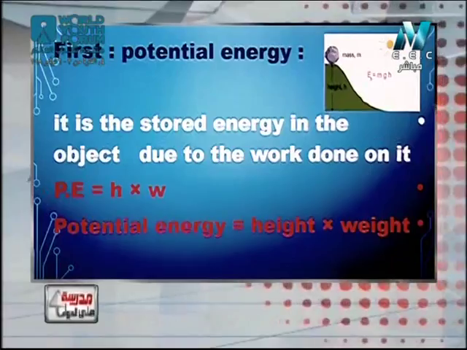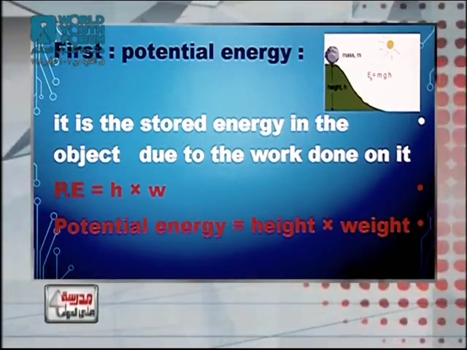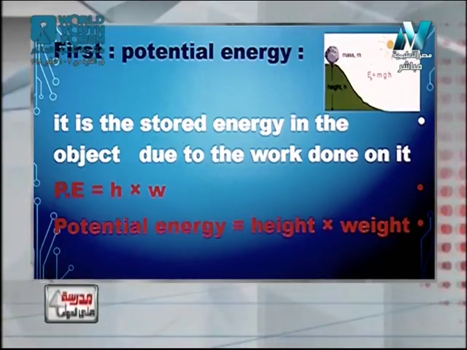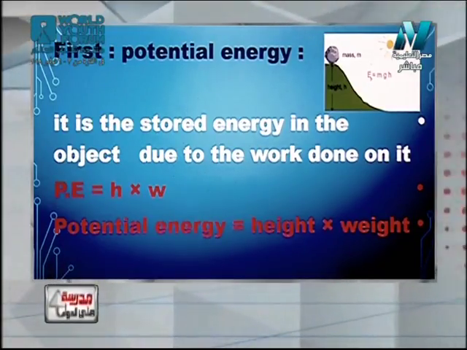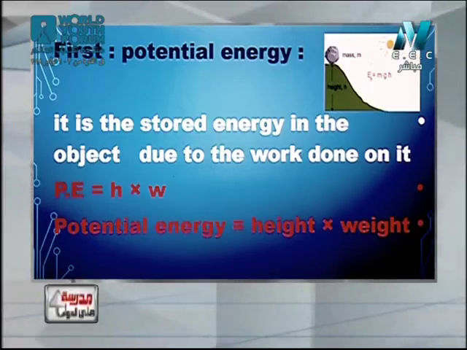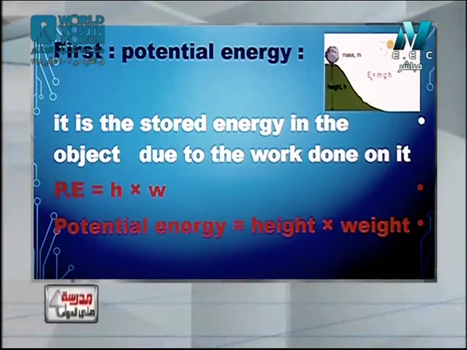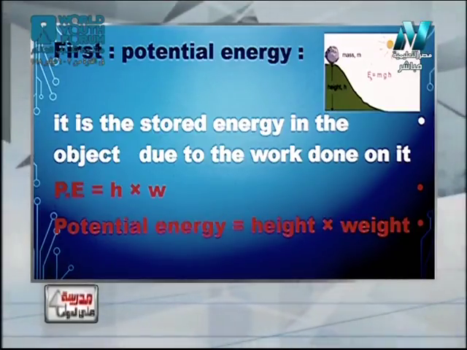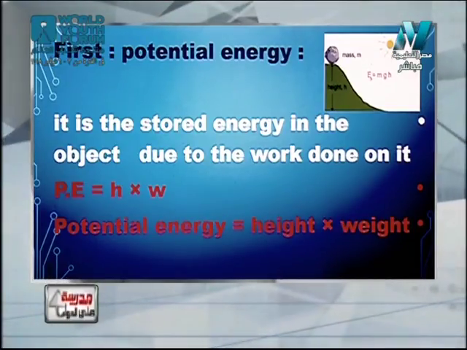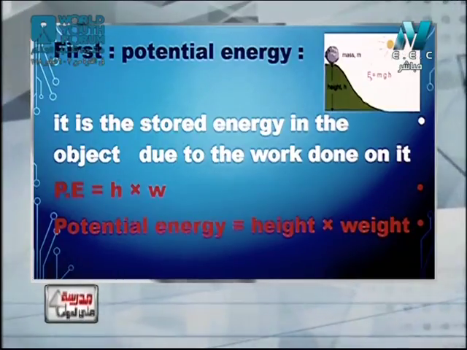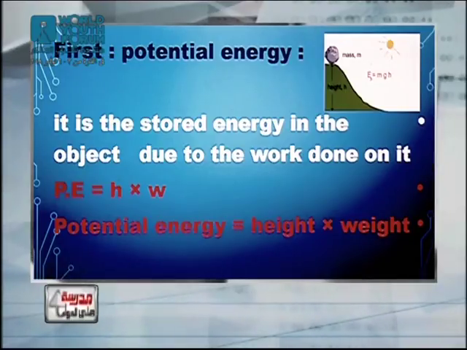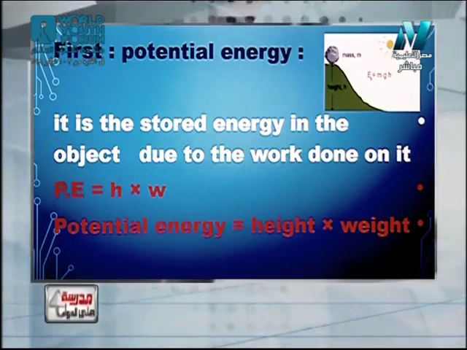So potential energy equals, as you see, height times weight. H is the symbol of height, W is the symbol of weight, P.E. is the symbol of potential energy. So potential energy equals height times weight. Potential energy is measured by joule. Height is measured in meter. Weight is measured in what? In Newton.